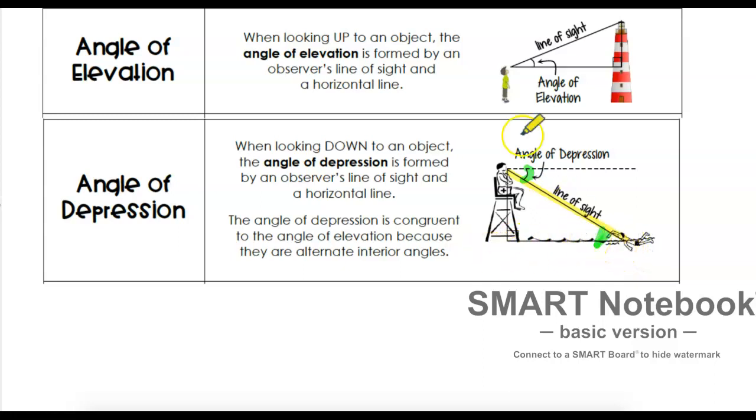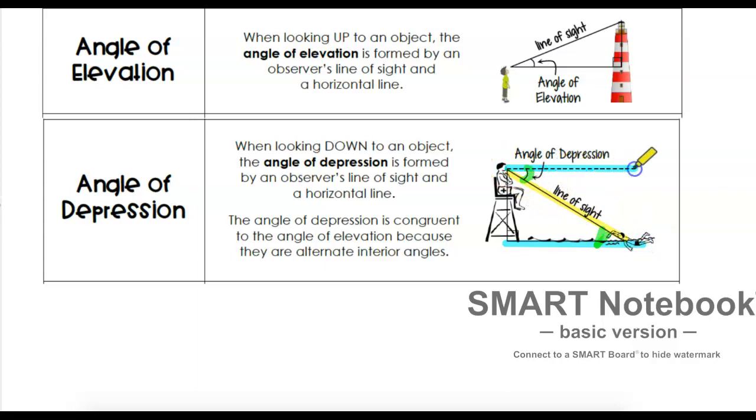Now, remember, these two green angles, the angle of depression and the angle of elevation, they're going to be congruent to each other because they are alternate interior angles. So they are alternate because they are on opposite sides of the transversal. So our line of sight is acting as our transversal. And they're interior because they're inside our two horizontal lines.